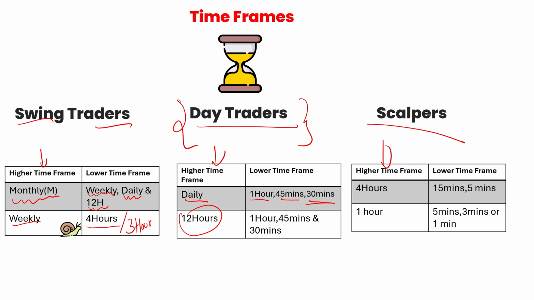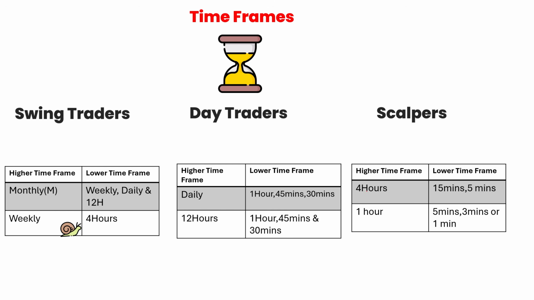Also for the day traders, we are going to use the daily, the 1 hour, 45 minutes, and the 30 minutes. For the 12 hours time frame, use 1 hour, 45 and 30 minutes, or even the 15 minutes, but it's not likely. And then we have the 4 hours time frame. We are going to use the 15 minutes, 5 minutes, sometimes even the 1 minute, but it's not likely. That is why I didn't write it down here. And then we have the 1 hour time frame. We are going to use the 5 minutes, 3 minutes, or the 1 minute. Okay, that's how you should trade this candlestick pattern.